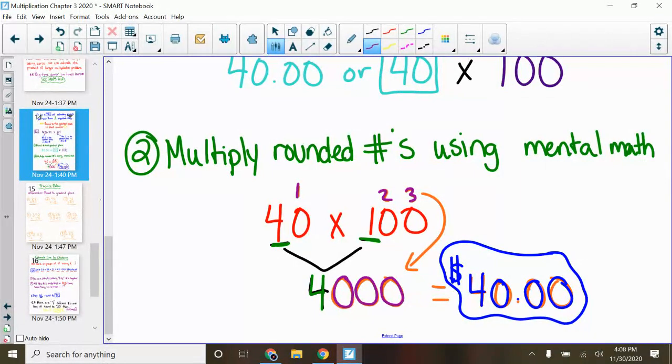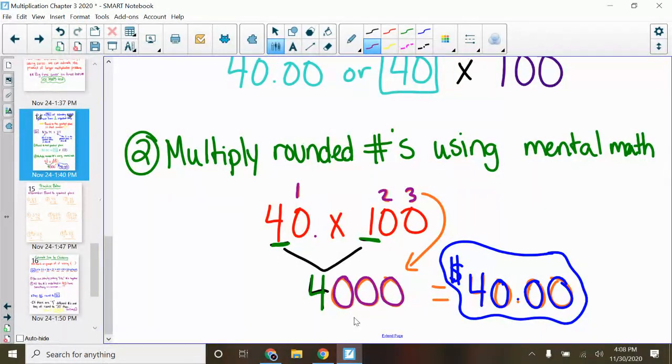Now, because this was a money problem, I've got to make sure that I put my decimal and my dollar sign back into my answer. So up here, the 40 actually had a decimal point right behind it. So that means the 40 is going to have a decimal point actually at the end of it. Miss Malone has her decimal point in the wrong place there. But we have to make sure we put our decimal point and our dollar sign back into our answer.